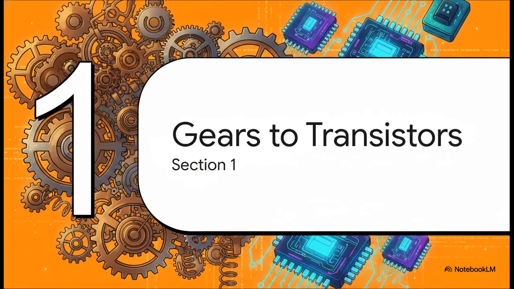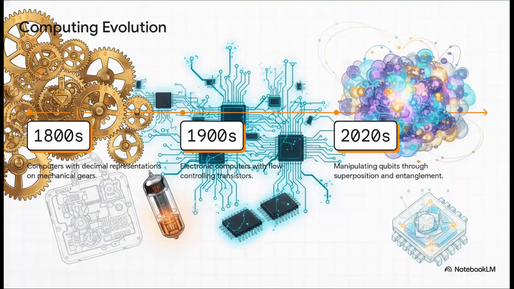All right, Section 1, from gears to transistors. Before we can truly appreciate where we're going, we have to map out how we got here. I love thinking about technology as this ladder of abstraction, right? Back in the 1800s, early computing attempts used decimal numbers represented by metal teeth on mechanical gears. It was clunky, physical, tangible machinery. Then, fast forward to the 1900s, and we moved a step up that ladder to electronic transistors, where we started manipulating electricity. And now, in the 2020s, we are making the mind-bending jump to manipulating actual atomic quantum states.